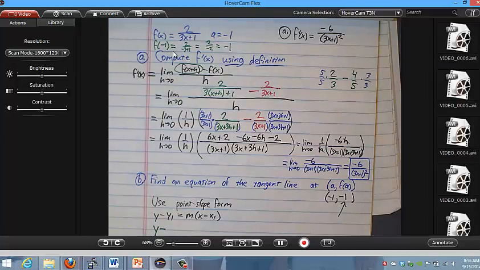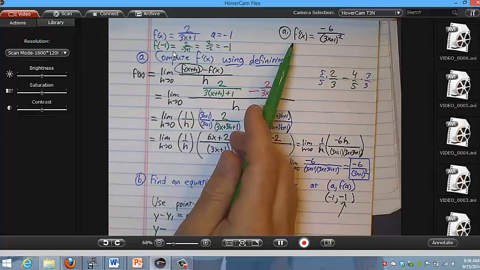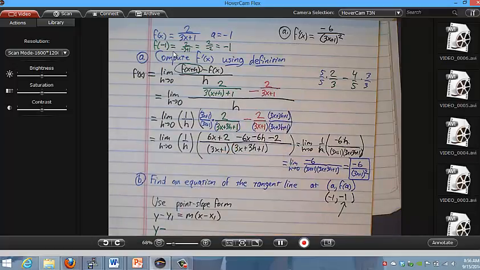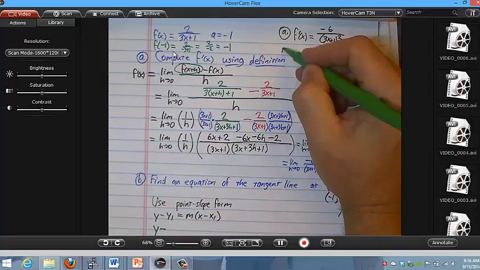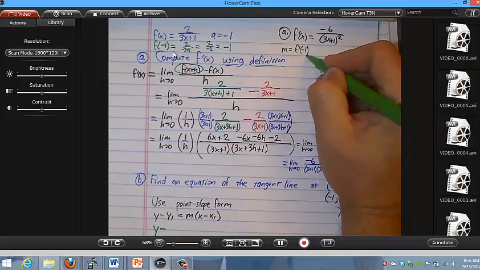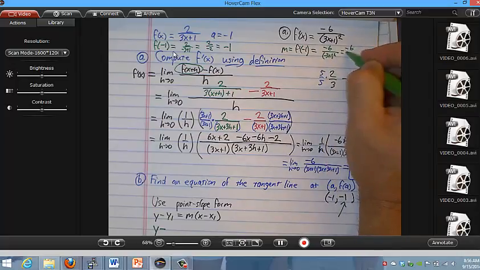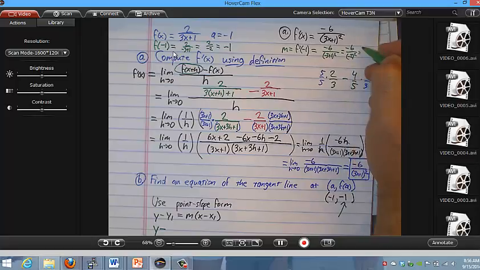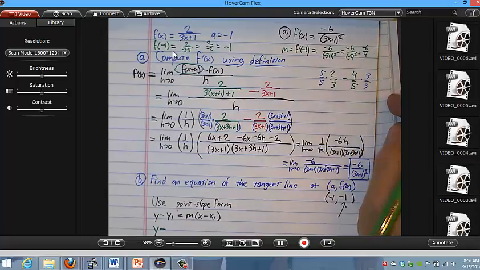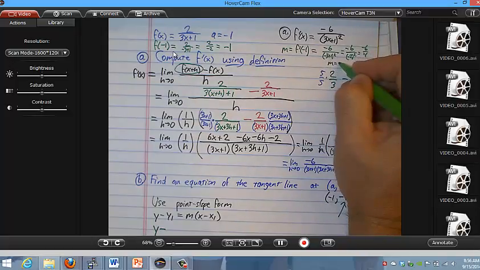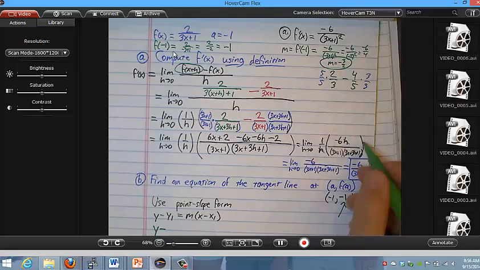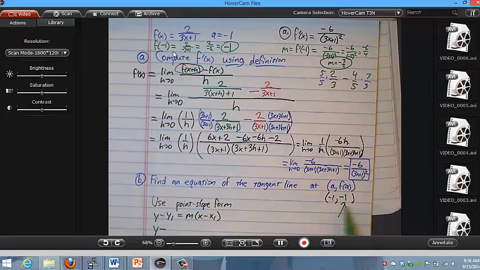I also claim we're going to need to use the derivative we found. Why? What's that going to help me find? That's for the slope, right? So the slope that we want is going to be f prime of negative 1. So let's work out what that is. Negative 6 over negative 3 plus 1 squared. So that's negative 6 over negative 2 squared. That's negative 6/4. And so I'm getting that the slope we want is negative 3/2. So I'm going to use that too. I'm going to use this here, f of a, and the slope is going to be negative 3/2.